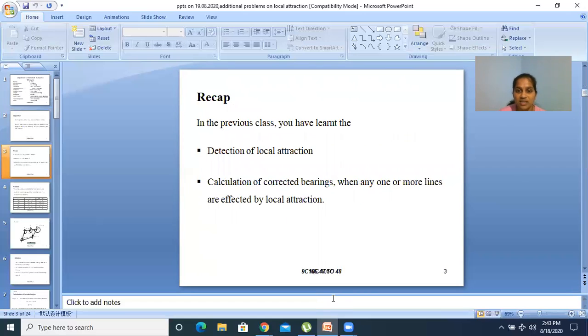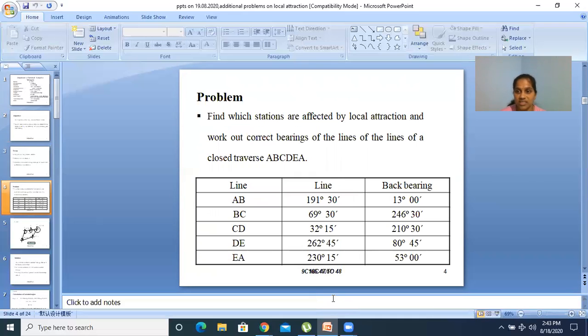In the previous class, you learned the detection of local attraction and the calculation of corrected bearings when one or more lines are affected by local attraction. Today we will see this by taking a problem, which you can note down. Find which stations are affected by local attraction and work out the correct bearings of the lines of a closed traverse A, B, C, D, E, A, and the observed bearings are given.